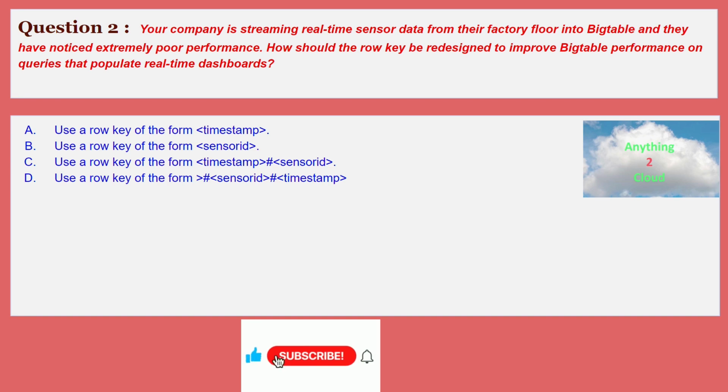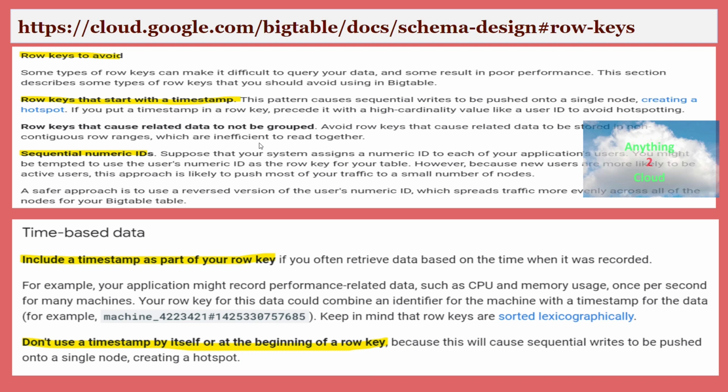Before going to these four answers, let's quickly see a note on the row key. These screenshots are from the above link, and what it says is what are the things we should avoid when you define a row key. The first one is row keys that start with the timestamp. The other one is sequential numeric IDs. So these things we should avoid when you define a row key.